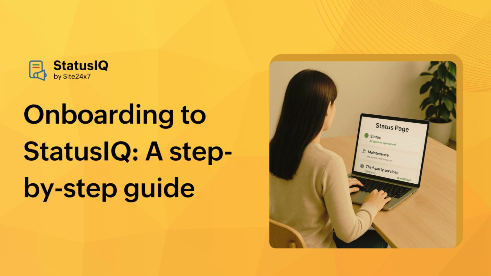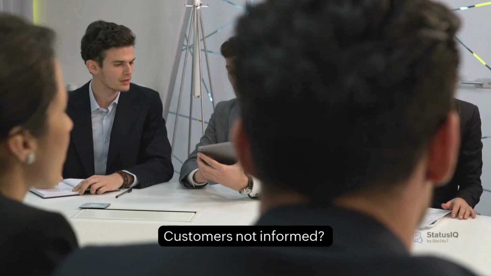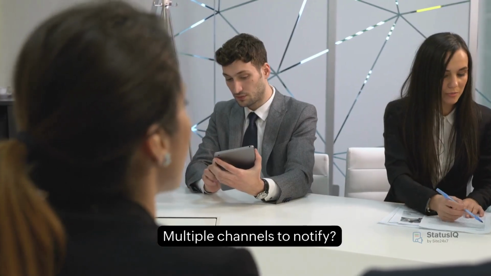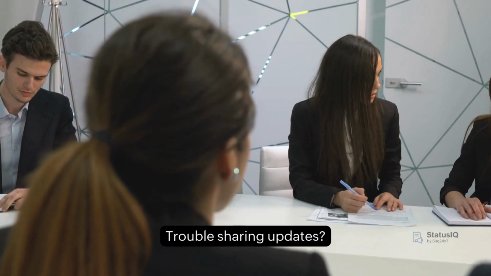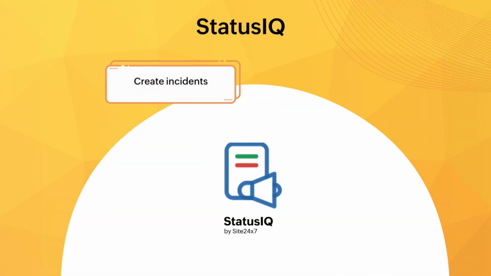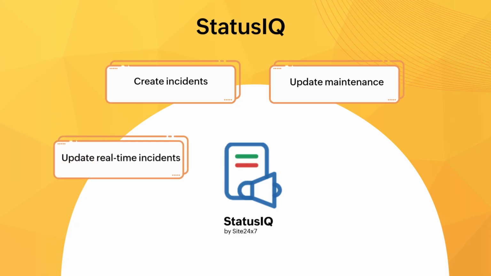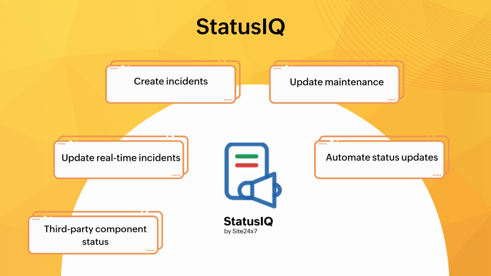Onboarding to StatusIQ, a step-by-step setup guide for new users. Ever wondered how to keep customers informed during outages? When your service goes down and your customers are left in the dark, confusion sets in. In such a case, Site 24/7 StatusIQ is the perfect solution. Here, you can clearly communicate real-time incidents, updates, and more. In this video, we'll walk you through the essential steps to get started.